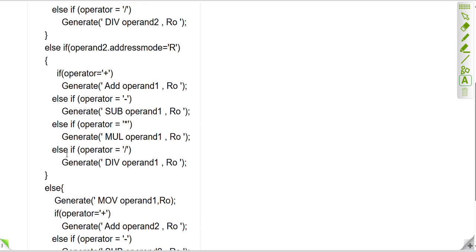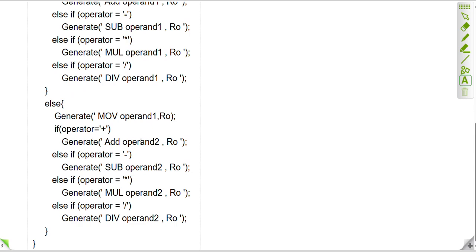In the last case, if operand 1 or operand 2's address mode is not R0, then we'll move one operand to R0. In this case, we are moving operand 1 to R0, which is a register. Then we'll follow the same procedure and check if the operator is plus, minus, into, or division. Based on the operator, we'll add, subtract, multiply, or divide.